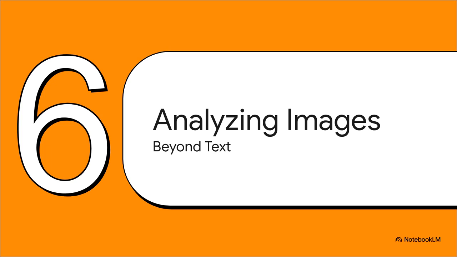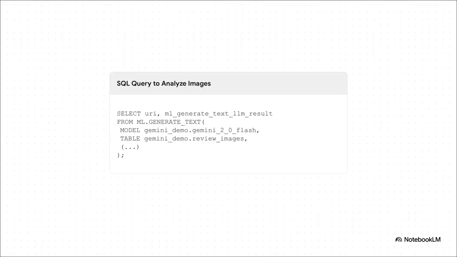So, we've analyzed text, we've figured out sentiment, we've even generated responses. But remember, at the beginning, I mentioned our data includes images too. For the final phase of this project, we wanted to see if this same method could work on visual data. This slide, for me, really shows just how flexible this approach is. We used the exact same ML generate text function. The only thing that changed was the input.